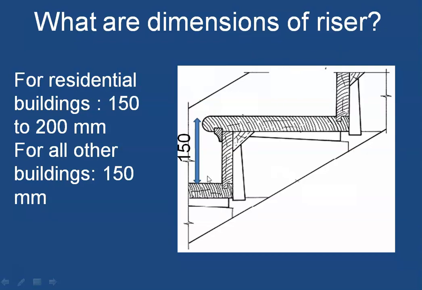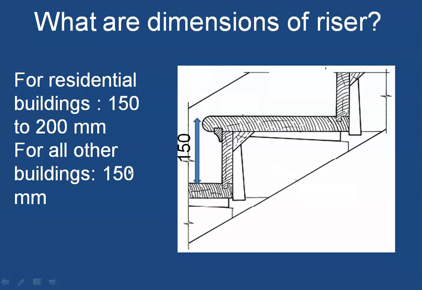Now what are the dimensions of the riser? Technically speaking, the term riser is for the member which is there, but in layman's terms we call this a riser, while in technical terms this should be called a rise. For residential buildings, the rise, or in layman's term the riser, should be between 150 to a maximum of 200 millimeters. 200 millimeters is a little on the higher side, but this can be used only in cases where it is just not possible to provide a staircase in a small space. So ideally it should be 150, but you can go up to 200 in case of residential buildings.